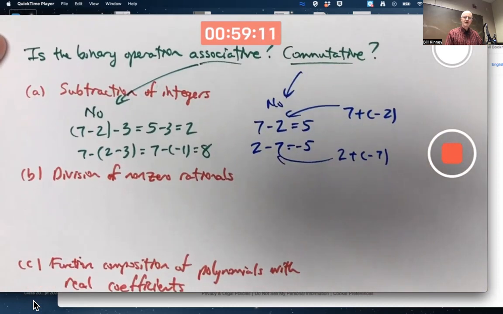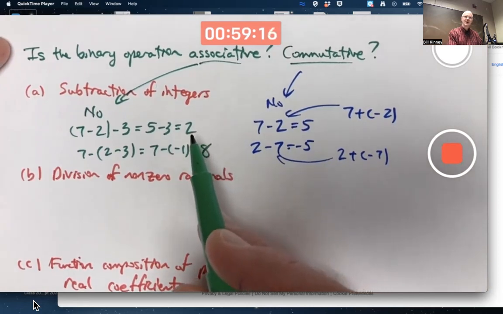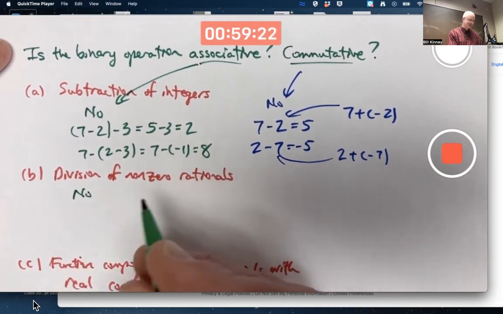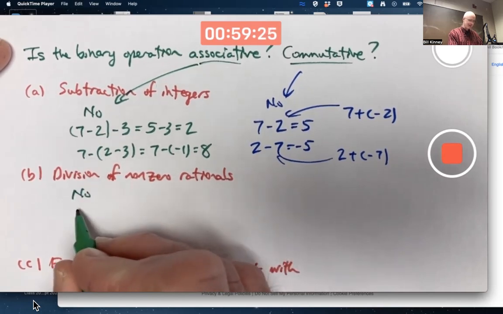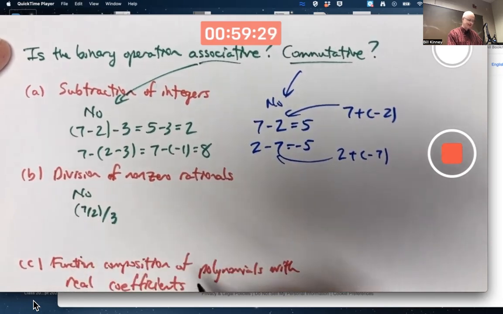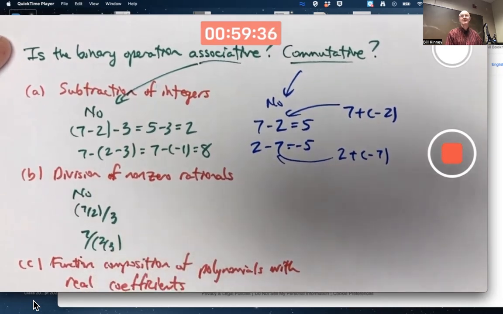Division of non-zero rationals, is it associative? A little weird to think about this example, I think. It's not. Okay, let's do the same kind of example. Is 7 divided by 2, all divided by 3, the same as 7 divided by 2 divided by 3? I hope it feels like those would be different. And to be associative, those would have to be equal.